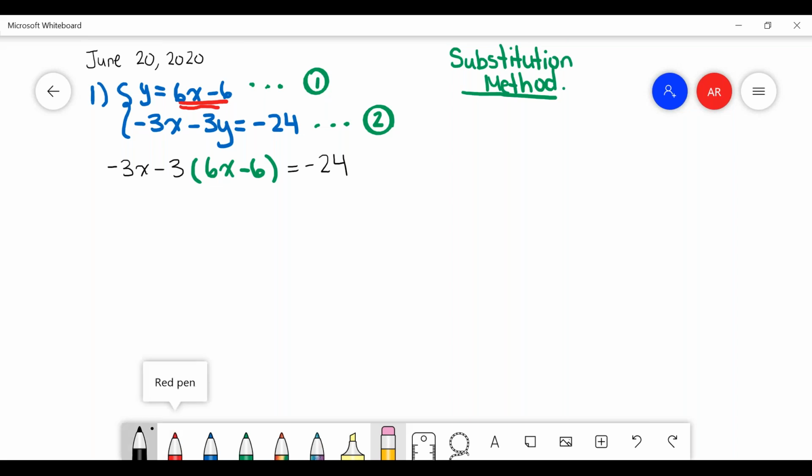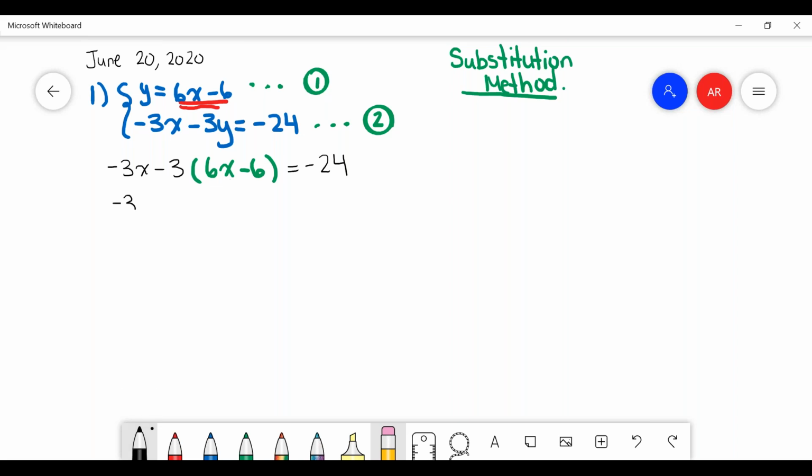Now everything is in terms of x. There are only x's in this new equation we've created. So now it's really easy to solve for x, and we can solve for our variable x. We're just going to solve this algebraically as we regularly would.